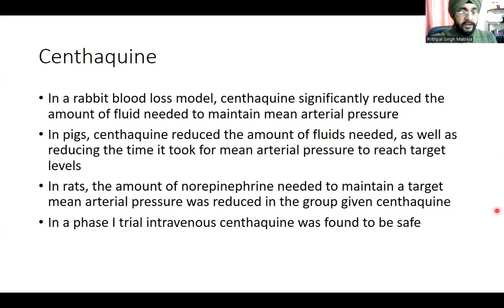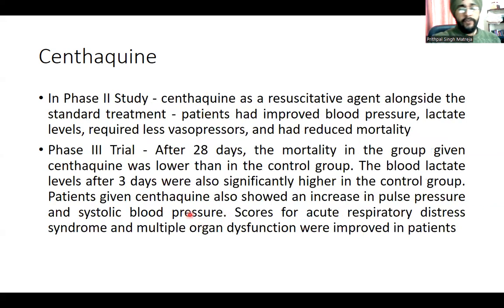A phase 1 study was conducted, and this phase 1 trial of intravenous canthaquine found that this drug was safe and effective. The phase 2 study found that when canthaquine was used as a resuscitative agent along with standard treatment, patients had improved blood pressure and blood lactate levels, required less vasopressor, and had reduced mortality. In a phase 3 trial, after 28 days, the mortality in the group given canthaquine was lower than in the control group. The blood lactate levels after 3 hours were significantly higher in the control group, and patients given canthaquine also showed an increase in pulse pressure and systolic blood pressure. Scores for acute respiratory distress syndrome and multiple organ dysfunction were improved in patients.